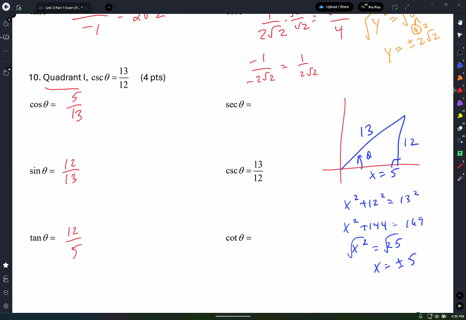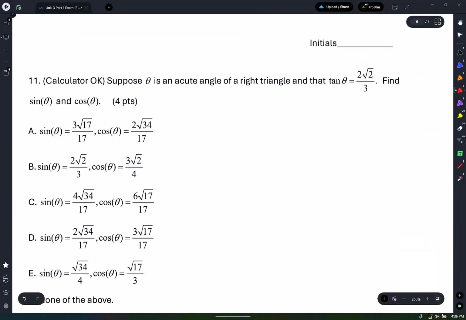All right, here we go. Secant's reciprocal is cosine, 13 over 5. Here's cosecant theta, 13 over 12. That one's a given. Cotangent, so reciprocal of tangent, 5 over 12. Or I guess you can say x over y. Cool? Let's go to the next one.